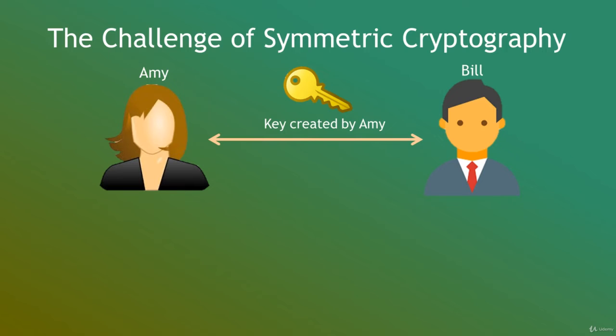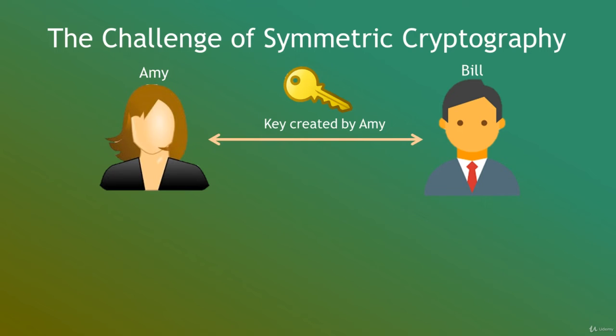When Amy randomly selects her secret key, she has to somehow send it to Bill. But she doesn't yet have a secure channel to communicate with Bill, so she can't encrypt the key. If she sends it by email or some other unencrypted means, a third party, like Mal, might intercept the key in transit and use the key to eavesdrop on all subsequent communications between Amy and Bill.